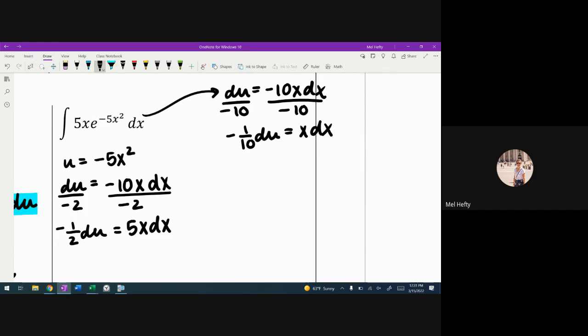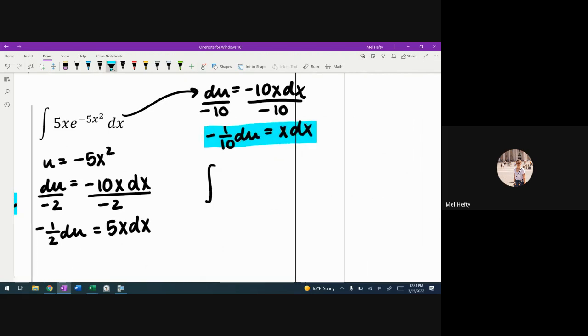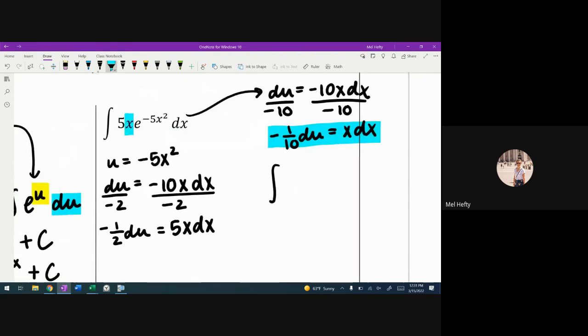Which one? The top one? So let me substitute in that way just so you can see what I'm doing. If I'm substituting the way I did, I would take this and just substitute it for x dx. And I would substitute my u for this. Notice I didn't highlight the 5. That's okay. It doesn't have any x's in it, so it would just hang out in my integral as the 5. The e to the negative 5x squared would be e to the u. And then I'd have negative 1/10 du for the stuff I highlighted in blue, the x dx.